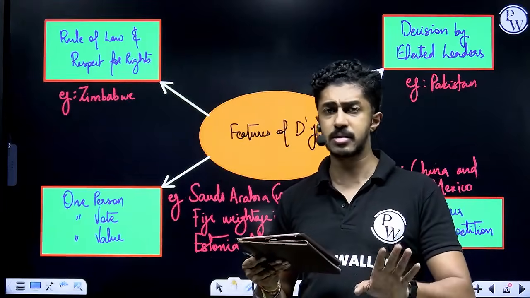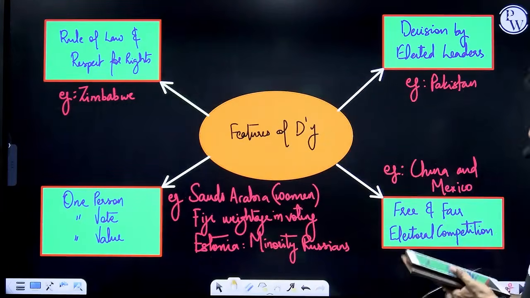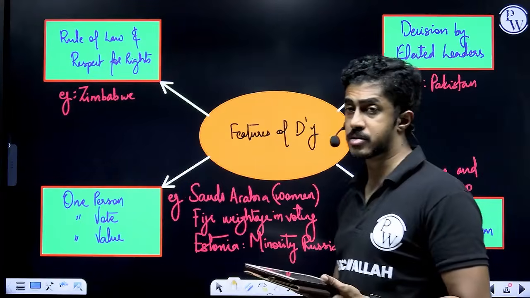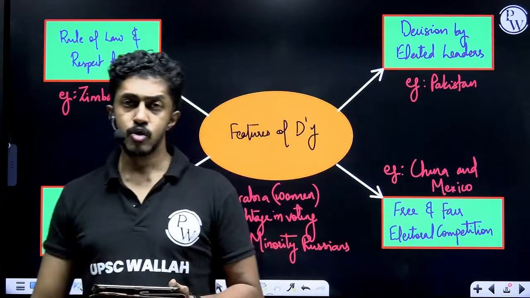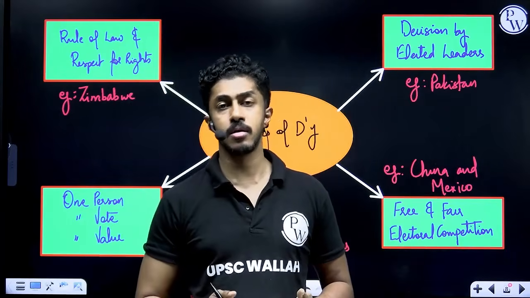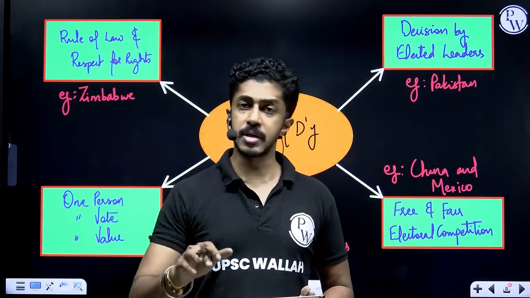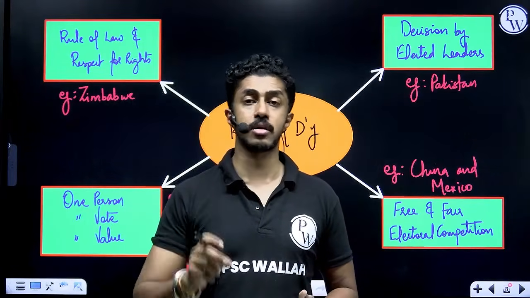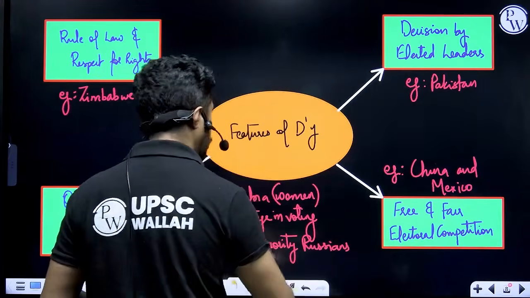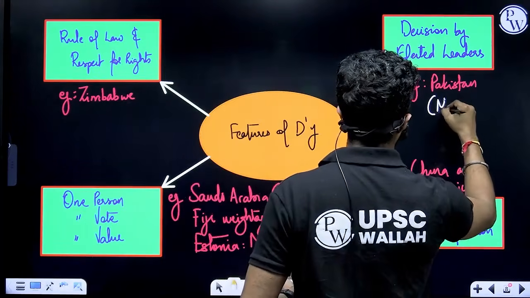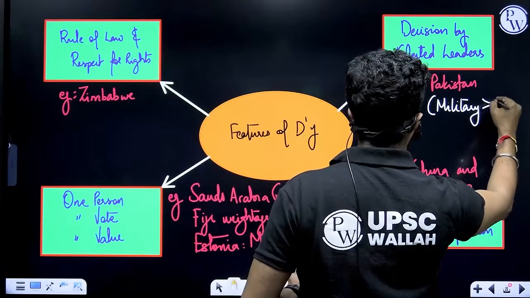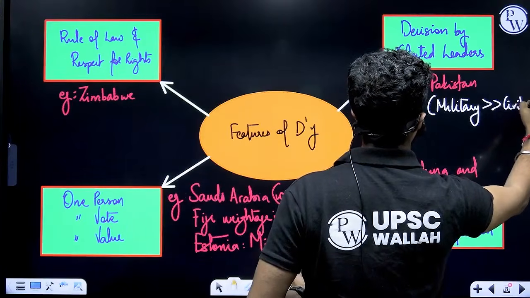When you say it is one and the same, the features of democracy, if you see, it starts with decisions by elected leaders. So Pakistan also, you won't believe it, but Pakistan is also a democracy, where decisions are taken by the elected leaders. But is it really a democracy? Does power lie with the people? No. In Pakistan, we know for a fact that power actually lies with the military. The military controls the civilian government there.